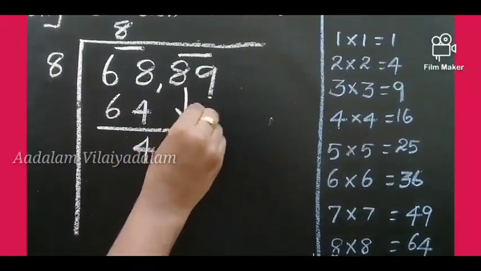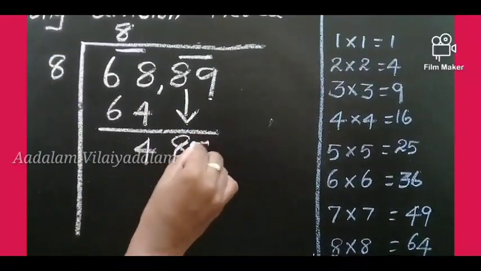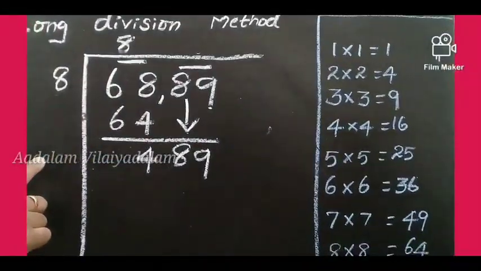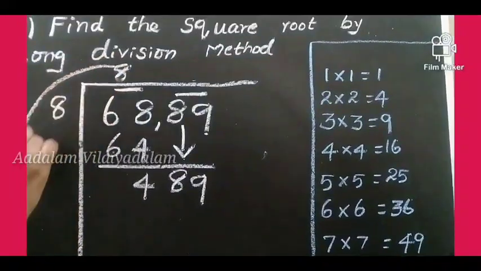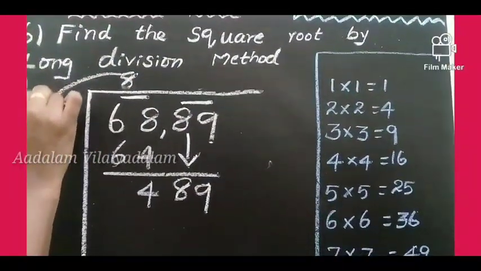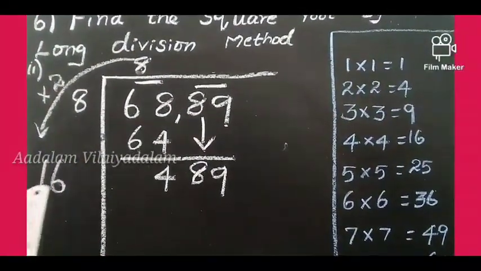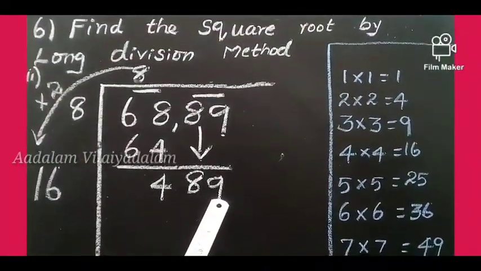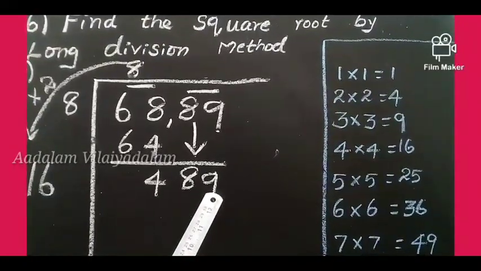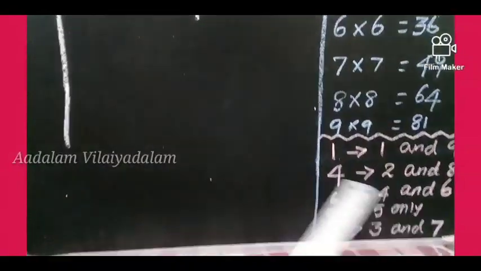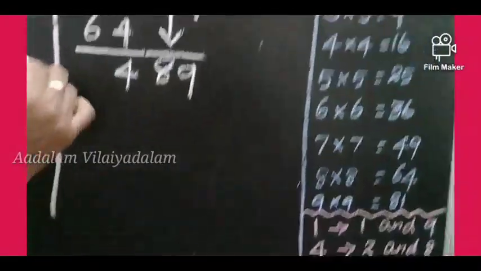Now we have to take the next pair of digits 89. Here, each step we have to multiply by 2. So 8 into 2, the answer is 8 2s are 16. Next we write the digit here. So the last digit is 9. So what are the possibilities here? The last digit is 9 means 3 and 7 are possible. So first we have to check 3.